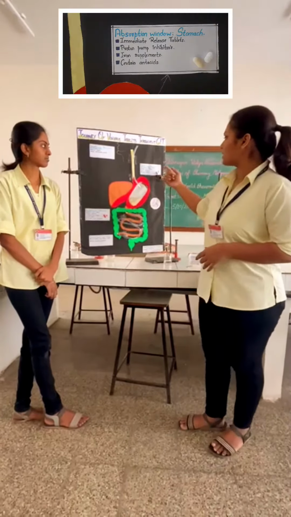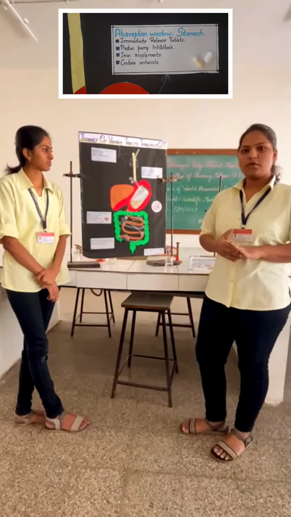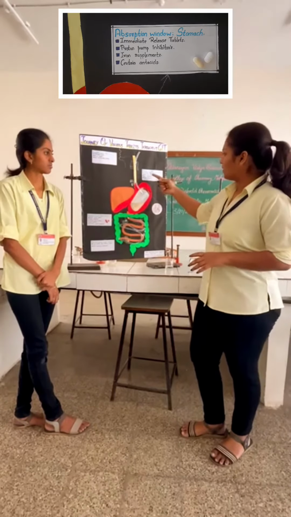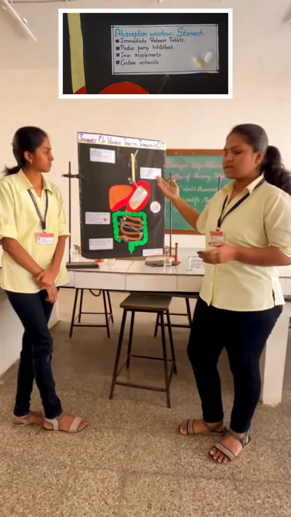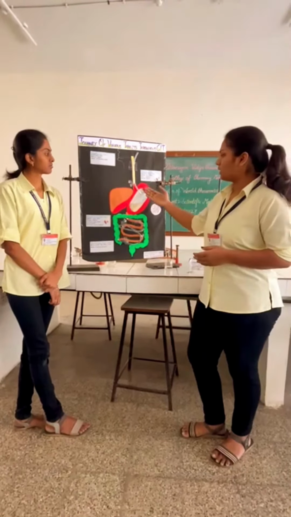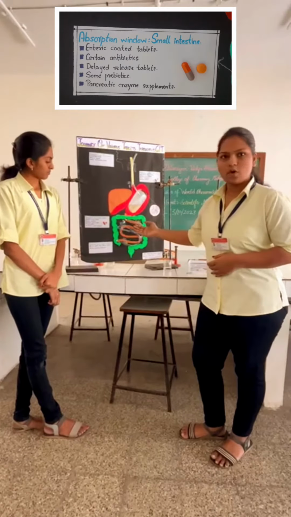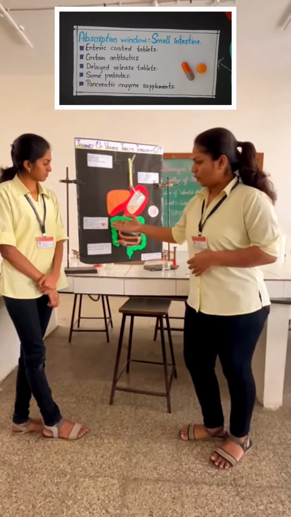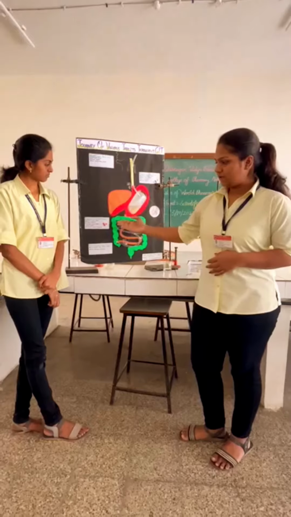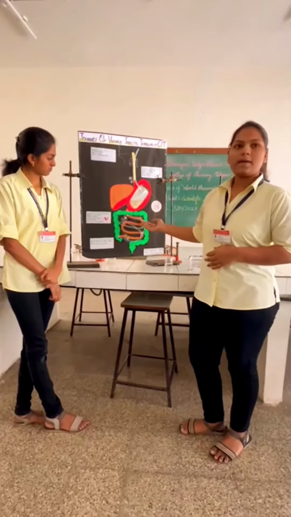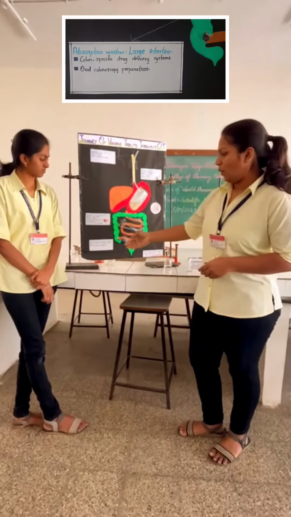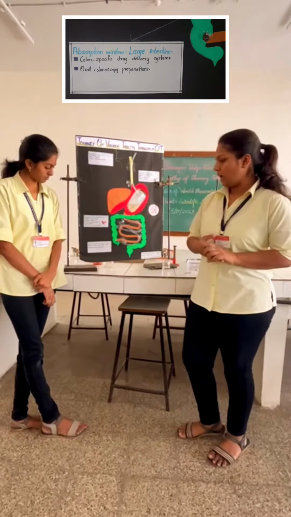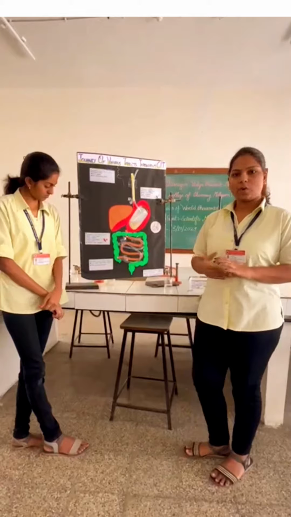Second site is the stomach, which is the most common site for many of the tablets. Immediate release tablets, proton pump inhibitors like omeprazole, iron supplements like ferrous sulfate, these are absorbed in the stomach. Next site is the small intestine, where enteric-coated tablets, certain antibiotics, delayed release tablets, some probiotics are absorbed. And another site is the large intestine, where colon-specific drug delivery systems and colonoscopy preparations are absorbed.